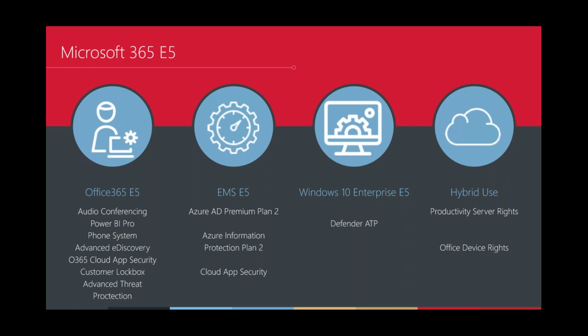Within the Enterprise Mobility and Security Suite, this is where you have MCAS. You also have the AD Premium Plan 2, Information Protection Plan 2 for some of the classification of that data, just that next level of compliance and security. And on the desktop side, it is Windows Defender Advanced Threat Protection.